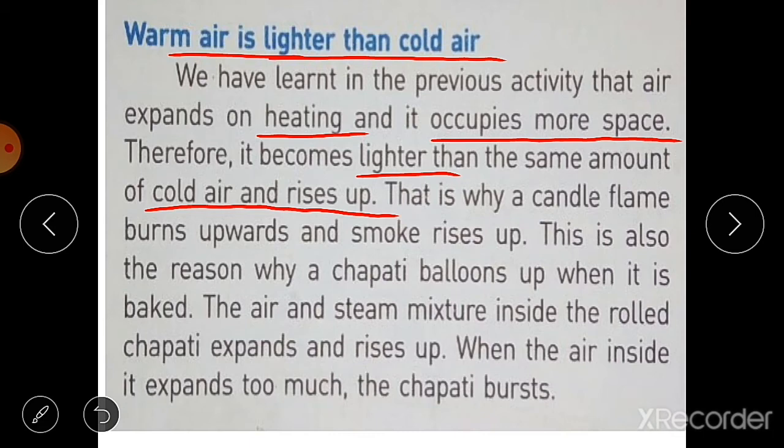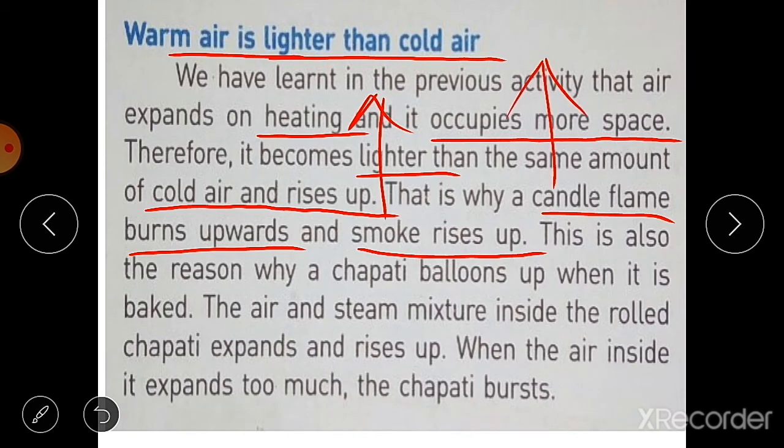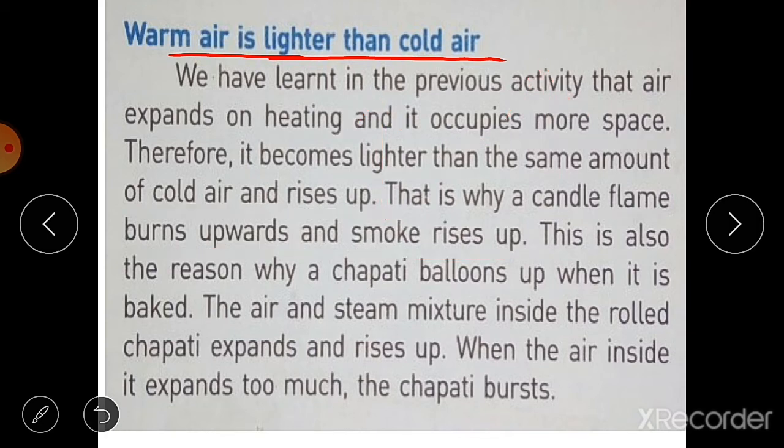Okay, and that is why the candle flame burns upwards and the smoke rises up. You have observed many times that whenever you light a candle, the flame of the candle burns upwards only. Okay, it burns upwards, and the smoke also rises up, and this is the reason why chapati balloons up. You may have seen when your mother bakes chapati on the gas. Okay, that time the chapati balloons up.